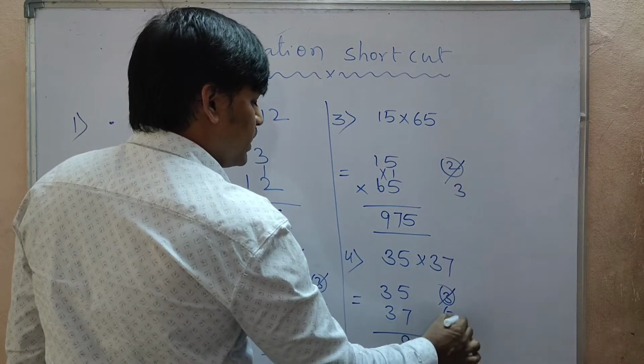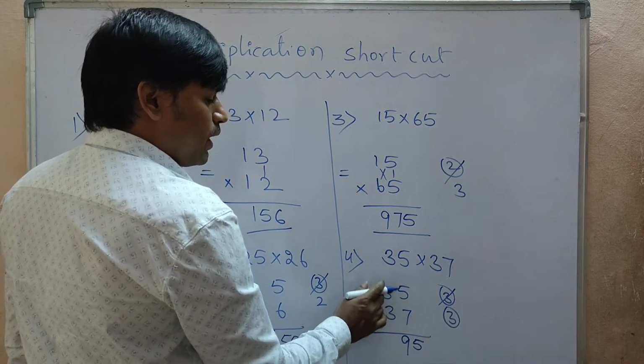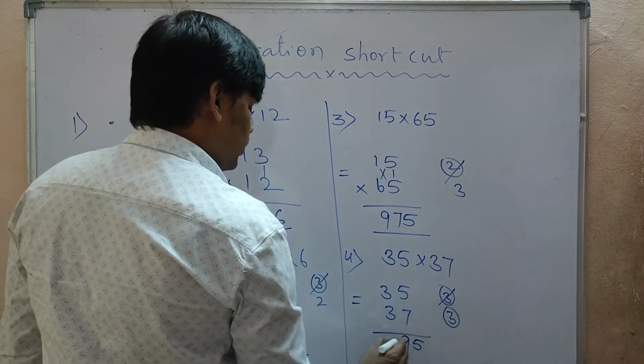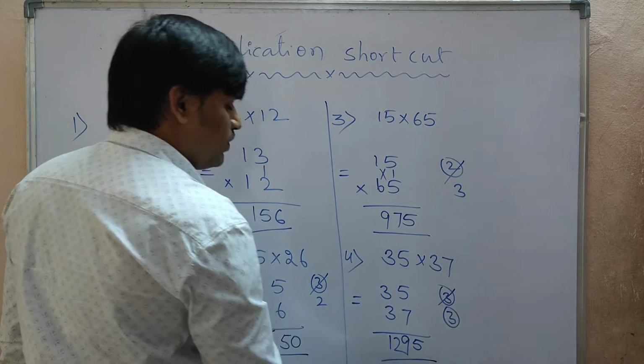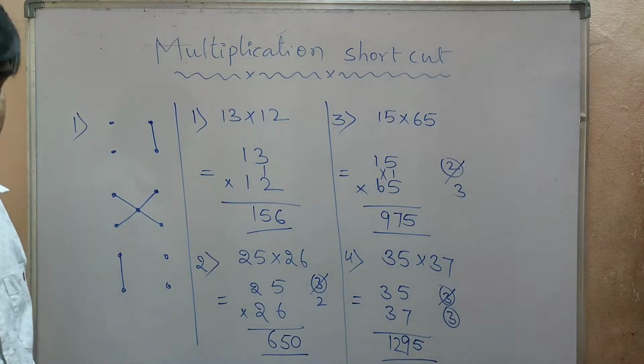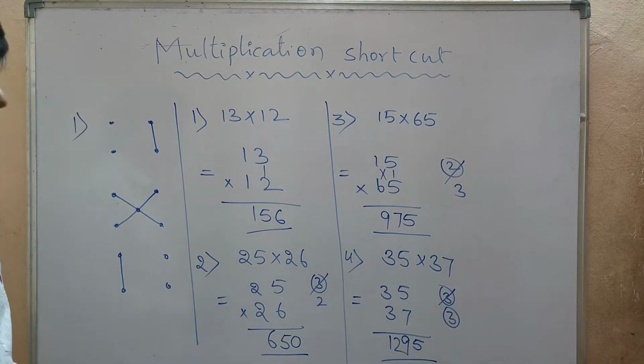Once again taking here 3. Next 3 3s are 9. 9 plus 3 is equal, that is 12. So the answer is 1295. Here once again I will explain this one.